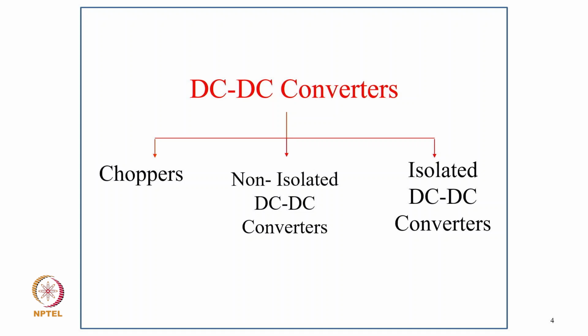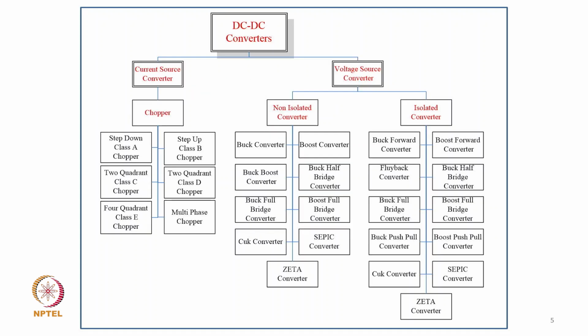First is the chopper, which is normally used for deriving a current source. Then non-isolated DC-DC converters, which are used to derive a voltage source, and again isolated DC-DC converters, which are also used for deriving a constant voltage source feeding different kinds of load. So this is a broad classification. We call it DC-DC converters.